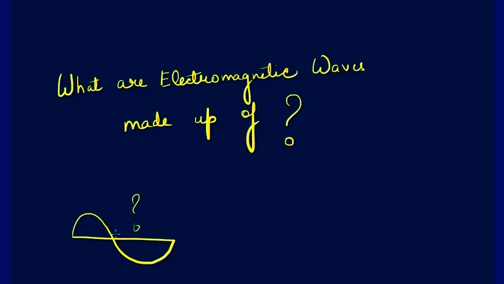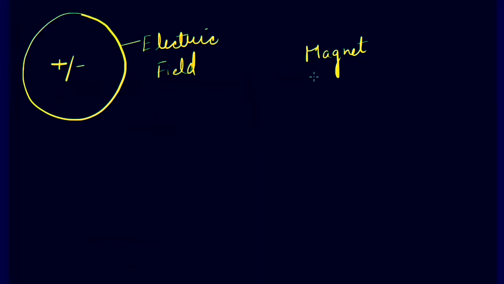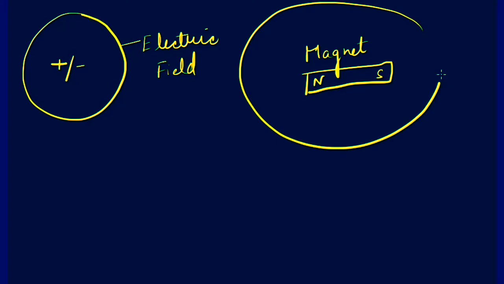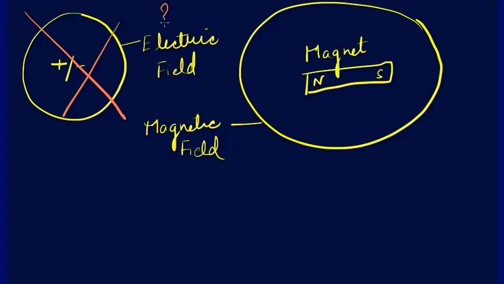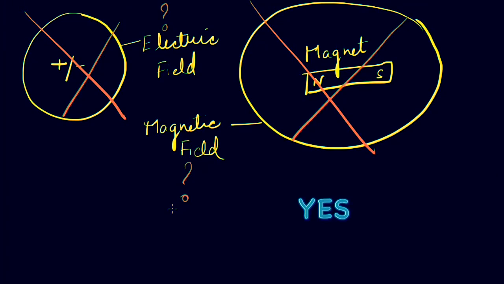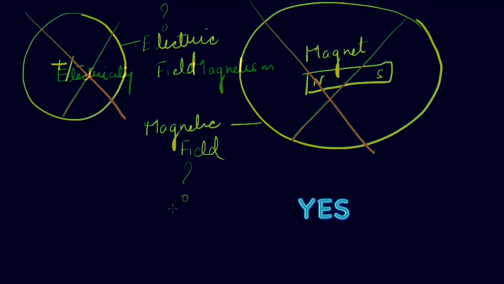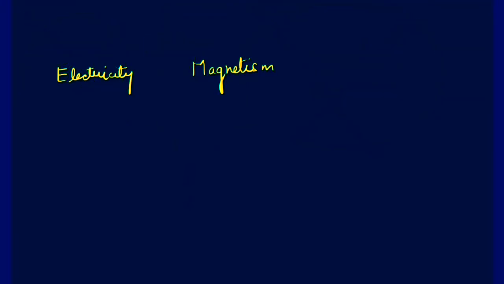Every charged particle forms an electric field around itself and a magnet forms a magnetic field. But is it possible to have an electric field without a charged particle? Or a magnetic field without a magnet? The simple answer is yes, of course. But how? To understand this, let us first understand the relation between electricity and magnetism.